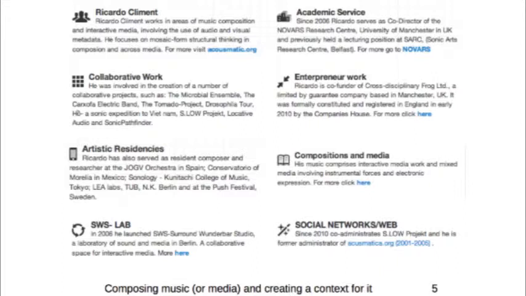I also serve in my academic role nowadays at Manchester University, at a place called the Novars Research Center. I've been doing that for the last 6-7 years. And before that, I had a position at the Sonic Arts Research Center. I think Pedro is also here as well, where I also studied a master's in electroacoustic composition, and did a PhD under the supervision of Michael Gurevich, who is the director of the SARC Institute.